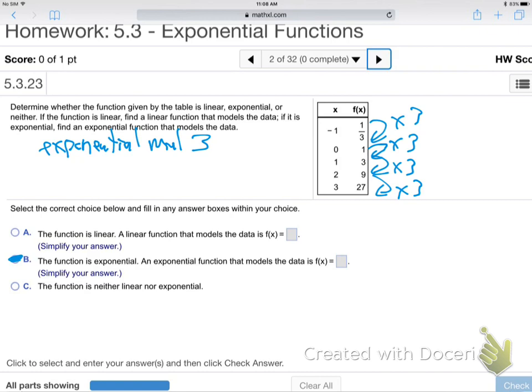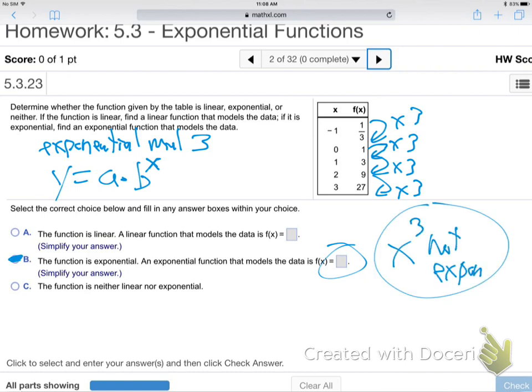Okay, but then the other thing is they want us to come up with the equation if it's exponential. So how do I do that? Well, it's going to be y equals a times b to the x. That's the general form of exponential. Notice x is in the power zone. That's what it means to be exponential. In other words, x cubed is not exponential, because x has powers, but x itself is not in the power zone. Everybody see the difference?